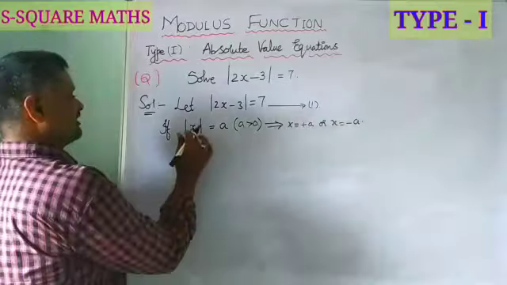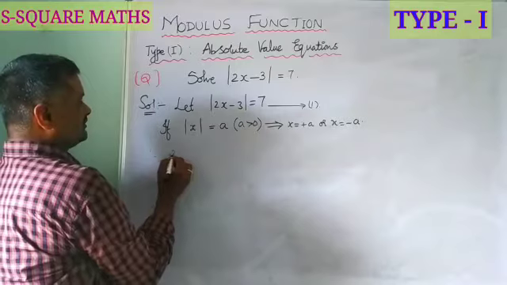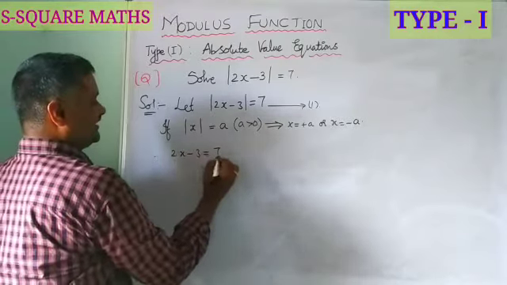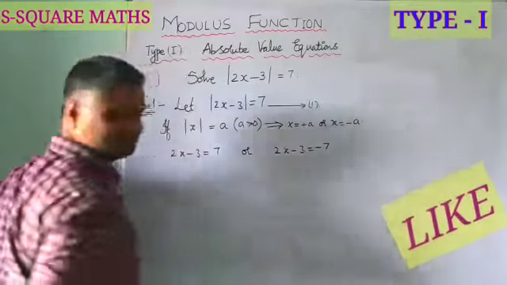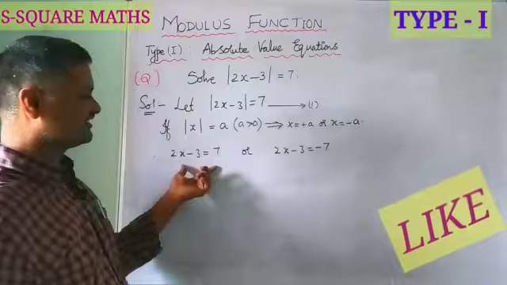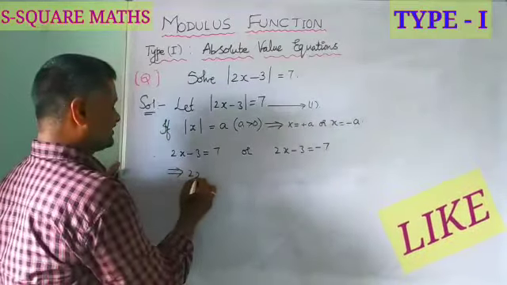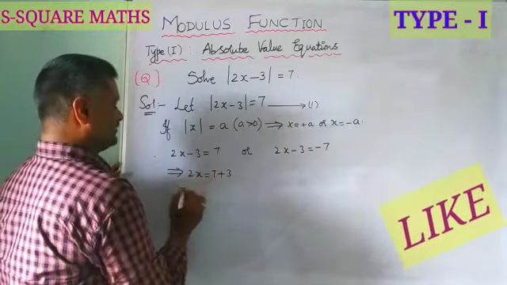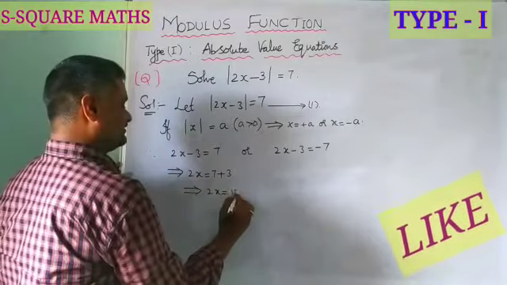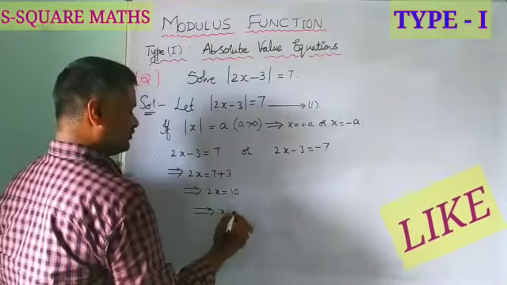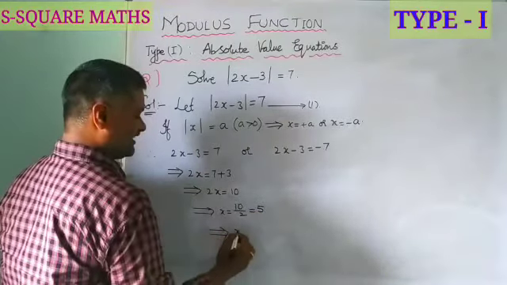So therefore, in the place of x we have 2x minus 3 and a is 7. So therefore, 2x minus 3 is equal to 7 or 2x minus 3 is equal to minus 7. So this is a linear equation in one variable. This is also the same. So solving this one, 2x is equal to 7 plus 3. Sorry, 2x is equal to 10. Implies x is equal to 10 by 2 gives you 5. So x value here is 5.